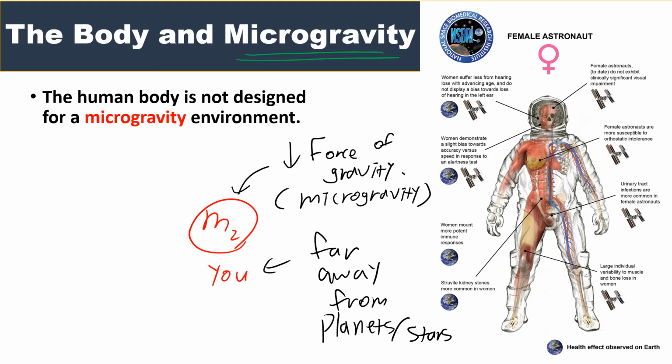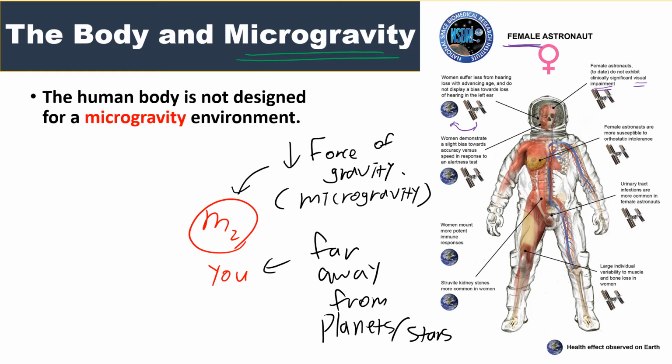This is what female astronauts undergo. First of all, women suffer less from hearing loss with advancing age and do not display a bias toward loss of hearing in the left ear, which is also possible on Earth and in space. It's just that aging makes senses go down. In space, however, female astronauts do not exhibit clinically significant visual impairment, mainly because the pressure inside your eyeball gets a little bit less.